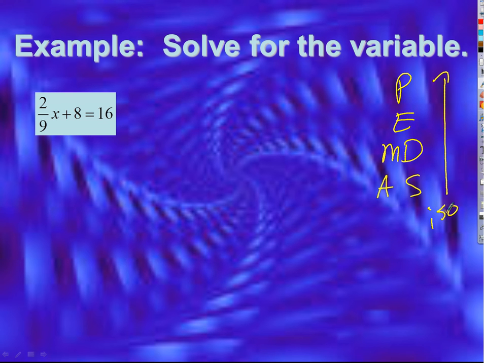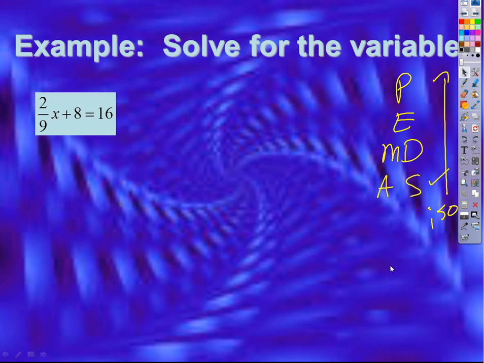I saw some hands. Yes, ma'am? Subtract 8. Good. Okay, and we're going to check that one off. Okay, good. Now what? What do you think? Yes, Blaine. Okay, good. Now this is kind of an important point here. X is being multiplied by 2/9, right? And so technically, if we want to undo multiplication, we would divide both sides by 2/9, but we don't like to divide by fractions. That's clumsy. What do we always do instead of dividing by a fraction? Good. We multiply by the reciprocal.